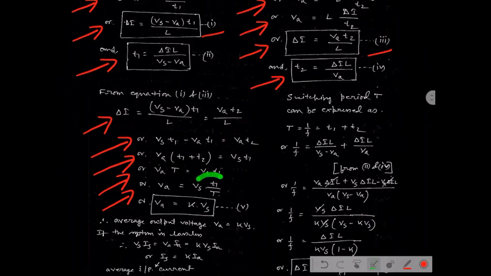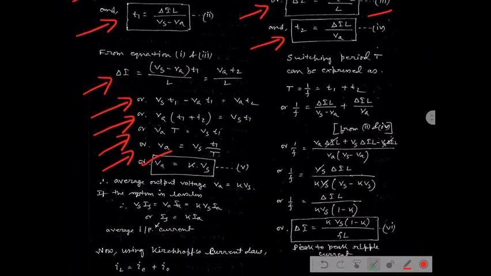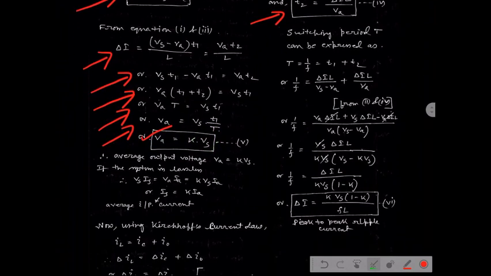Okay, as we know, T1 by T means duty cycle, which is defined by K. So the result is Va equal to K into Vs. As in all cases, K is always less than 1. That is why the average output voltage Va is always less than Vs. That is why it is defined as a step down chopper or buck converter.